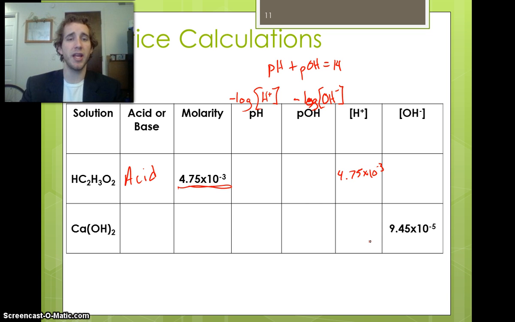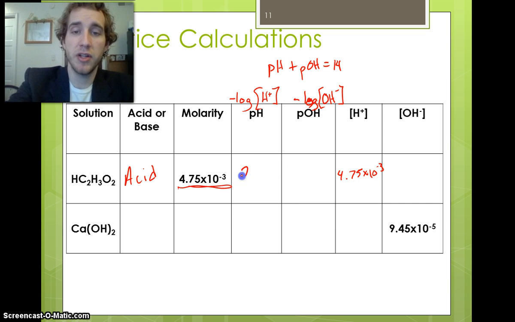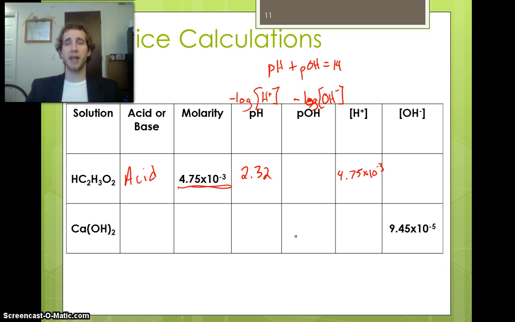All we did was look at what they gave us. I like it. So we know the H plus ion. So if we want to solve for pH, we're just going to take the negative log of that H plus ion. Well, the negative log of that number comes out to a pH of 2.32. Cool. We only got two boxes left.